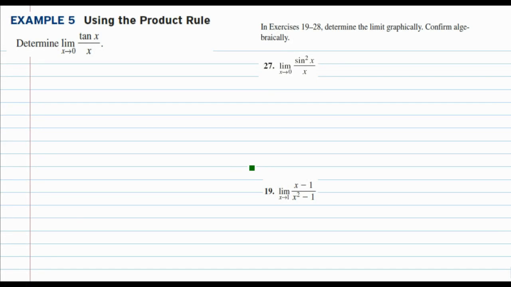This is the screencast for section 2.1, example 5, using the product rule. All right, so remember back in example 3, I told you that you had to memorize a limit. Do you remember what that was? Do you have that memorized? Because you're going to need it.